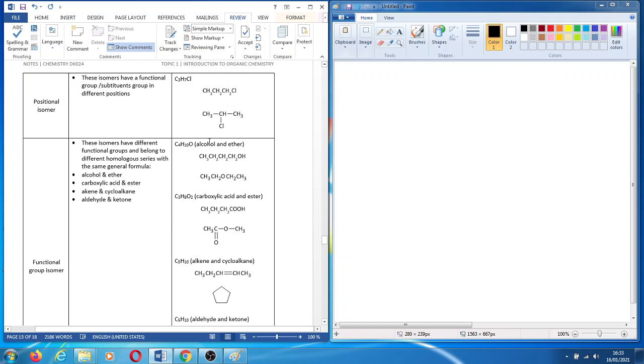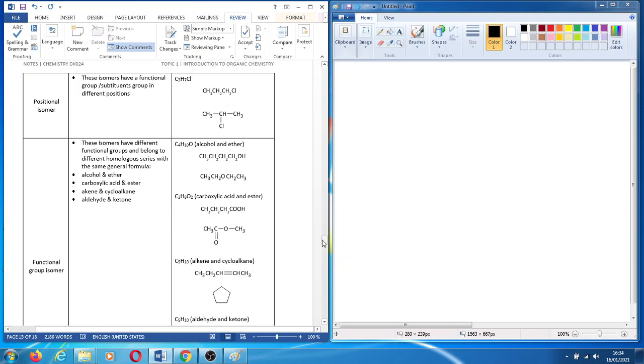Okay, example here, alcohol and ether will have the same general formula. This is the structure of alcohol and this is the structure of ether. A different functional group. This is OH, this is O, R and R. And carboxylic acid and ester will have the same general formula, but this is the carboxylic acid, the functional group is C double bond O OH. For ester, the functional group will be C double bond O O R.